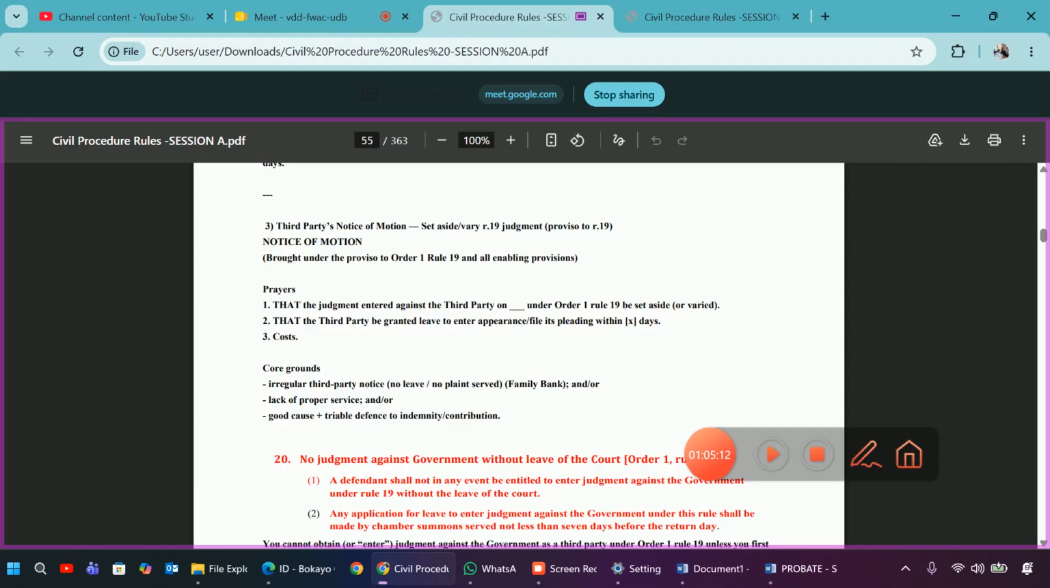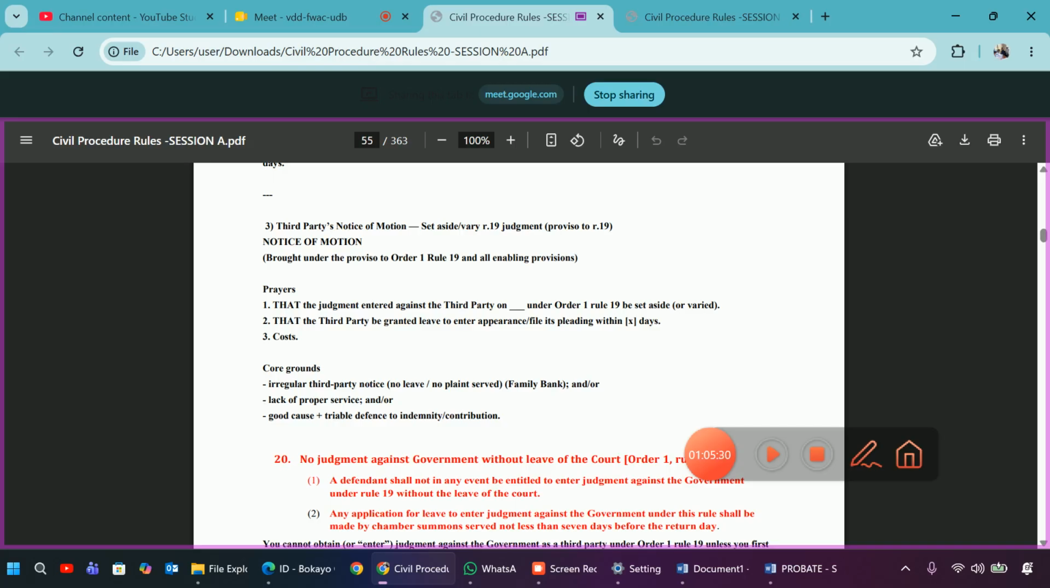The rule still provides that he can come to set aside and vary the judgment. Listen to the prayer that he will make. He will say that the judgment entered against the third party on this date, under Order 1, Rule 19 be set aside, that the third defendant be granted leave to enter appearance or file its pleadings within a number of days.